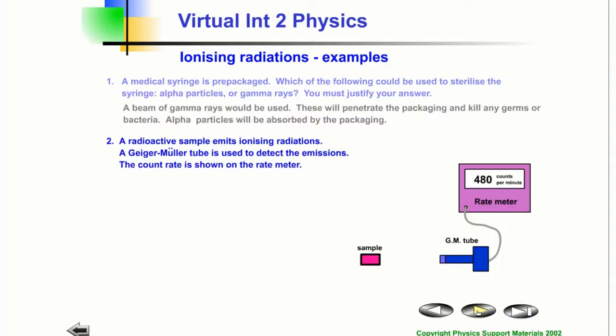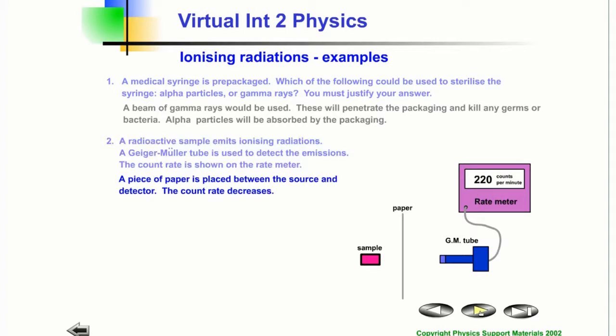Question 2. A radioactive sample emits ionizing radiation. A Geiger-Müller tube is used to detect the emissions. The count rate is shown on the rate meter here. Here's my sample, here's my Geiger-Müller tube, and here's my rate meter. A piece of paper is placed between the source and the detector, and the count rate has decreased.